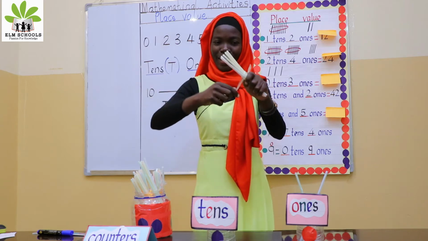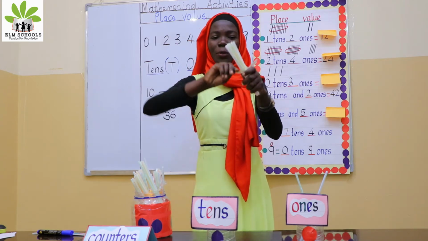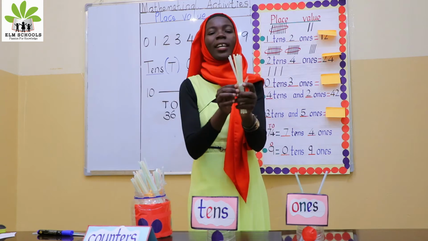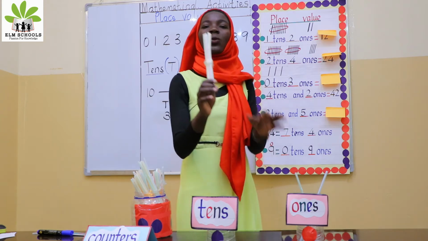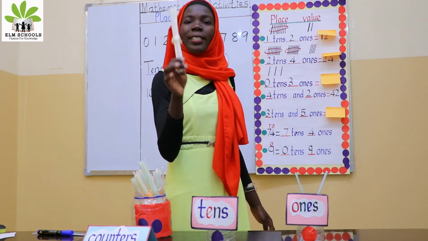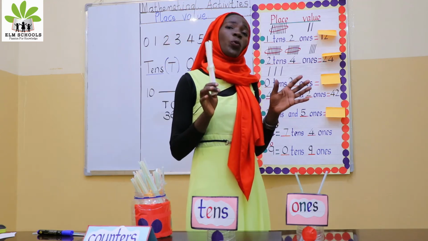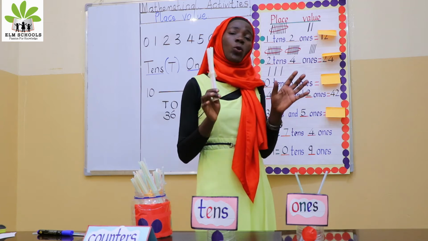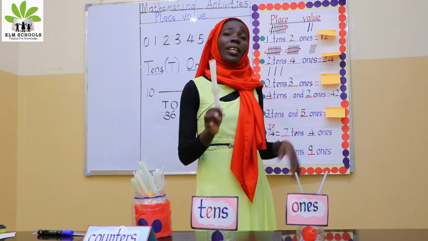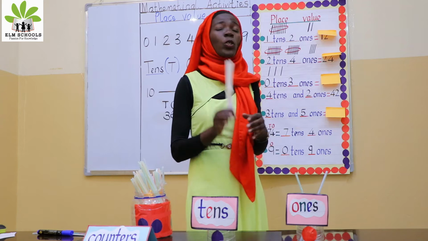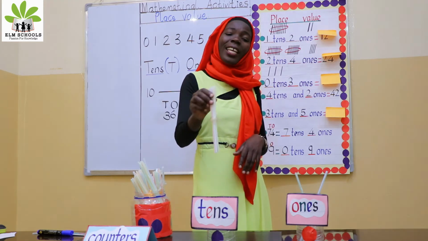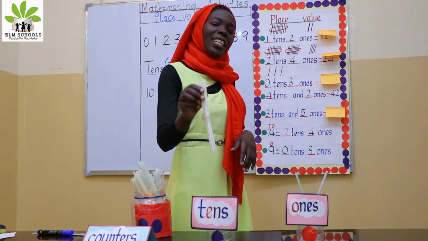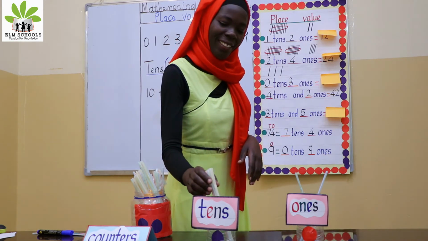Now I'm going to tie them together. This is how I tie. I'm tying the straws together. After tying, I will say this one is 1 ten. Class, you have to make sure that your straws have gone up to 10. So this is 1 ten. So where will I put my 1 ten? I'll go and put it in the place value of tens.